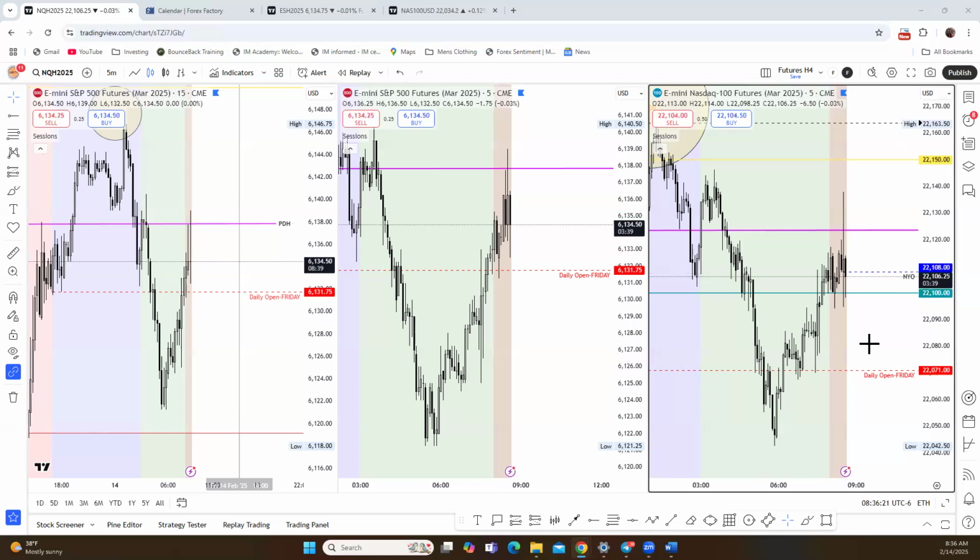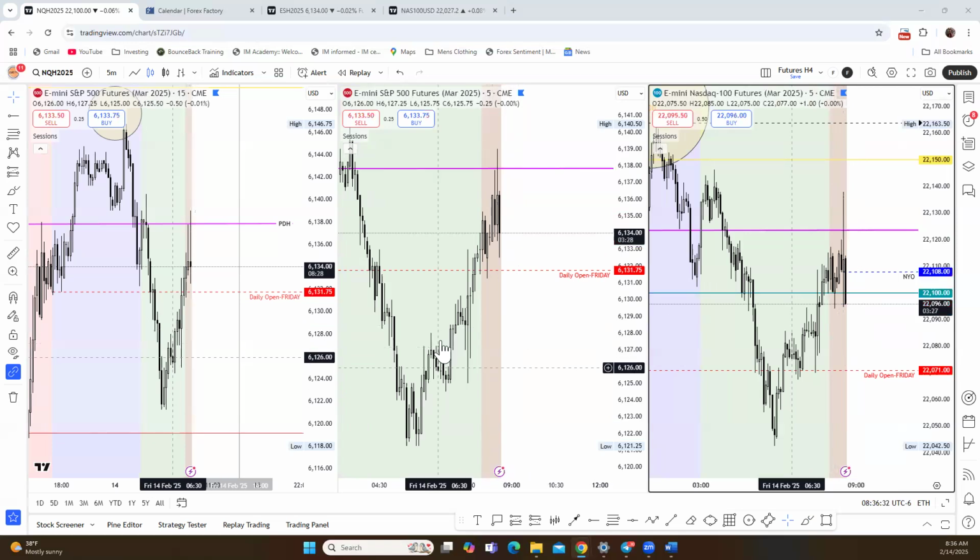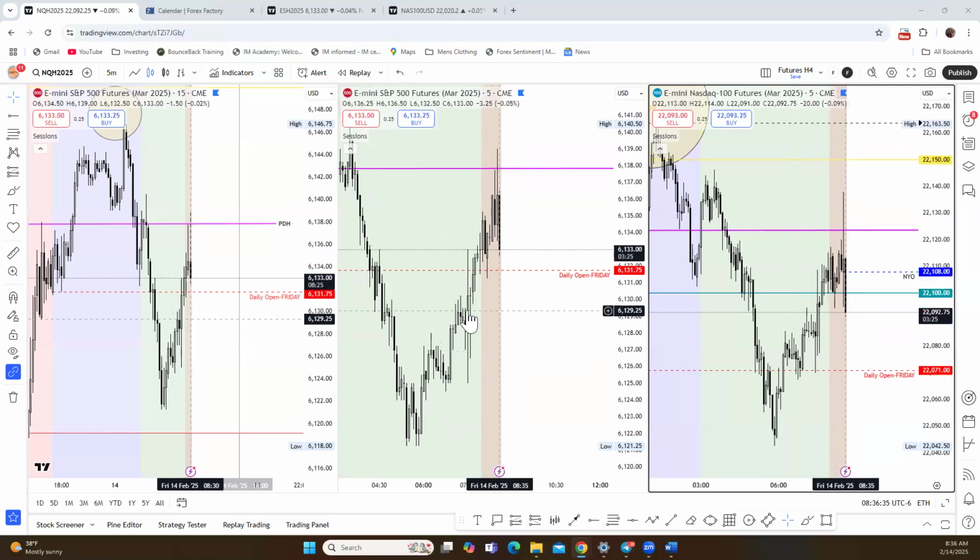So if we can test away from that 22-1, and start to close back above that New York, that'd be interesting. If ES can hold this area, that'd be interesting. But they may want to go back below daily first before doing that. All this price is pretty efficient right here.